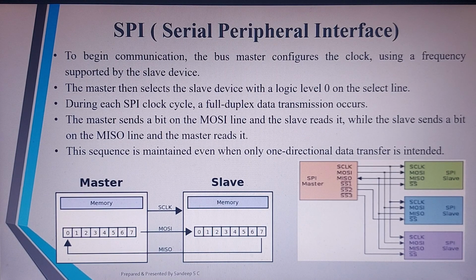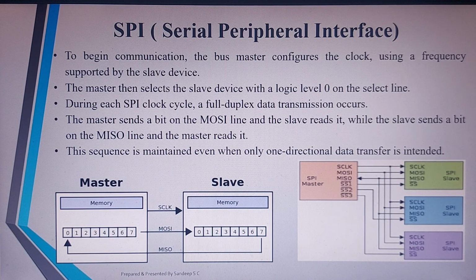Then the master sends a bit on the MOSI line, and then slave reads it, while the slave sends a bit and master receives or reads it. So both MOSI and MISO can happen simultaneously. That is, master will be sending out bits on the MOSI line and slave will be receiving them. At the same time, slave also can send information on the MISO line where master will be receiving the data.